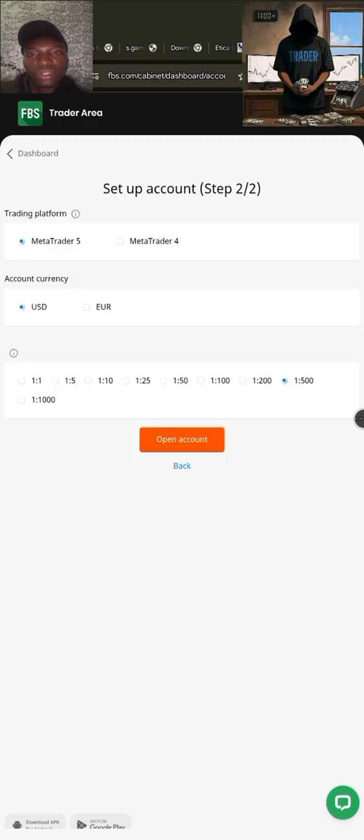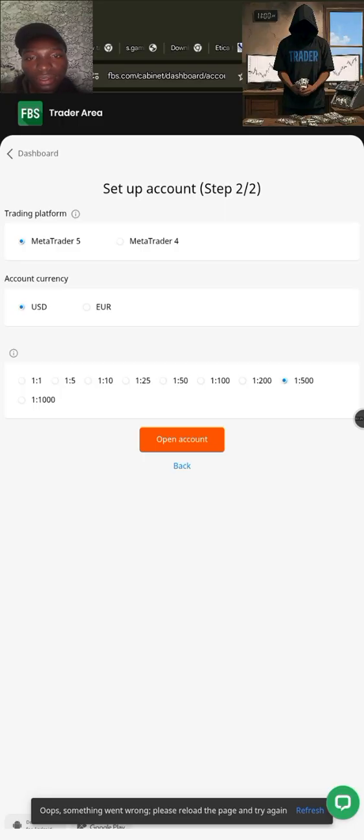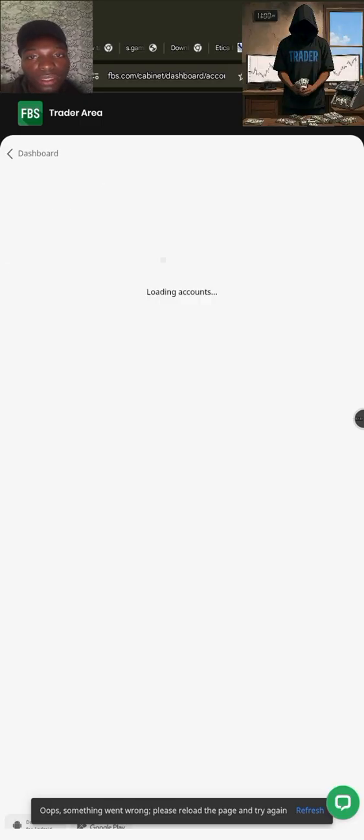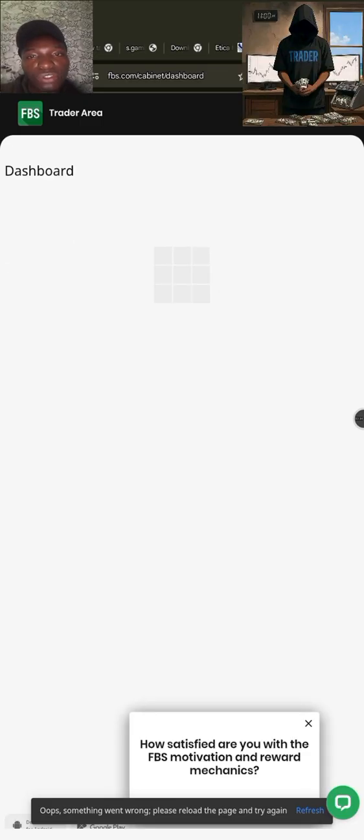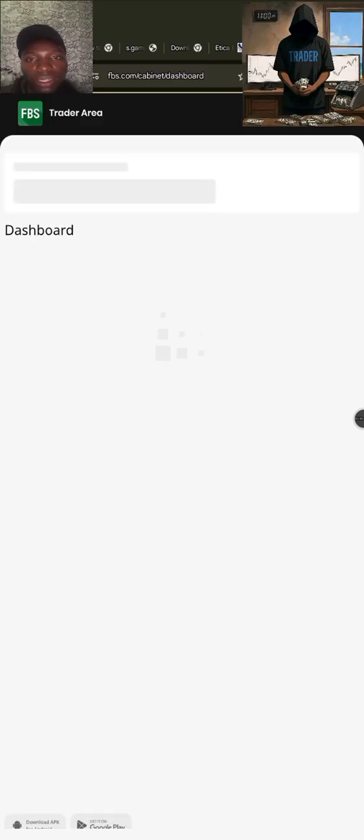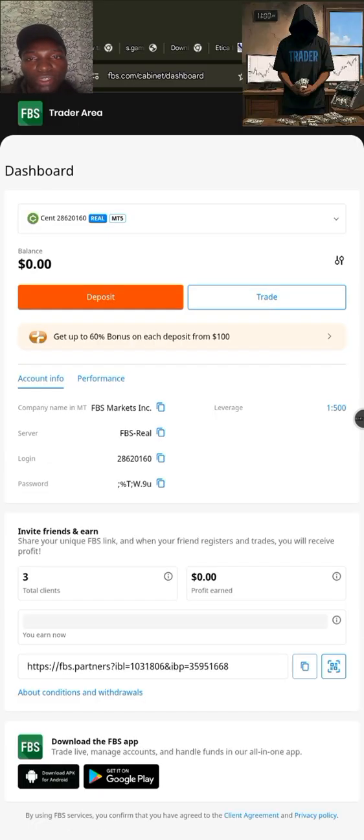Step 2 inakuambia you choose your trading platform. For me it's MetaTrader 5. Currency ni USD. Ratio ile natradia nao ni 1:500. Na unagoja load kidogo ndio it creates, just to open your account. Na ndio hiyo to my dashboard, ndio hapo. Just wait, give it some time to load.